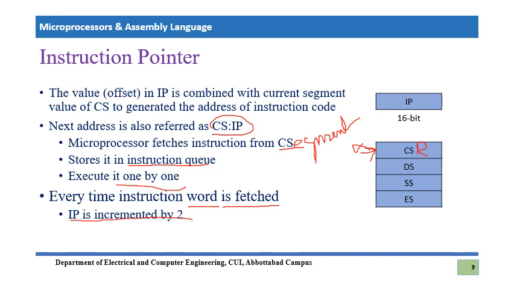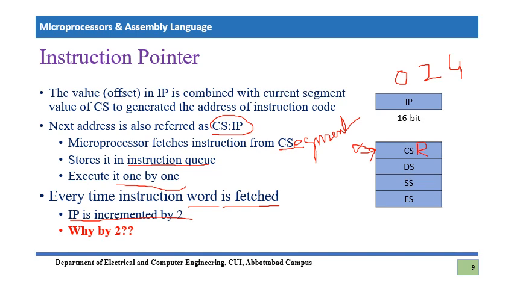For example, if its value was 0, next time the value will become 2. If its value was 2, it becomes 4, and so on. So every time an instruction is fetched, it increments by 2. And here comes why by 2: because we are accessing 2 bytes at a time, a word of information.